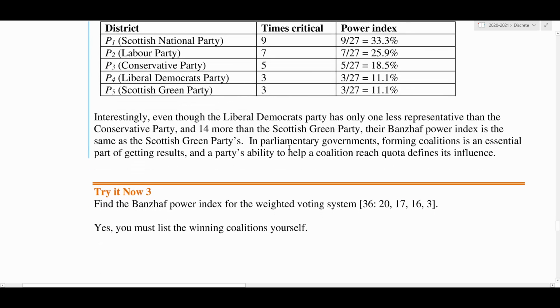Okay, and I kind of summarize most of that here for you. I give you the breakdown of the power index, and then talk about the different scenarios that we see in that power index there. Okay.